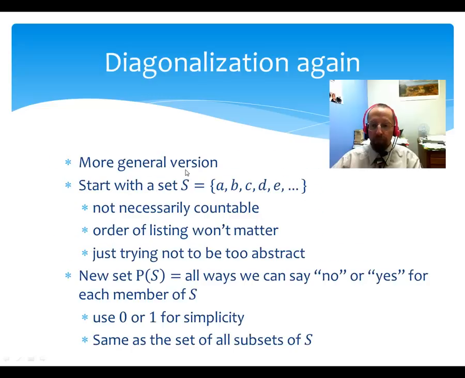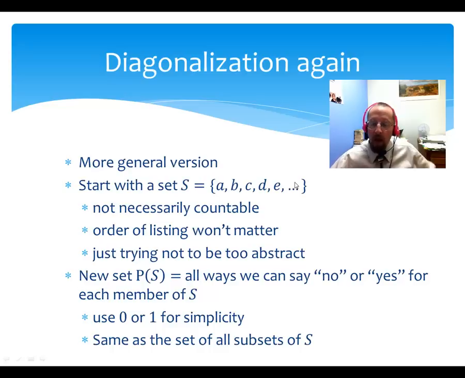Okay, so here's the more general version. We start with any set, okay? I'm not going to use numbers for the labels of the elements of the set, because it's really important that it's not necessarily the natural numbers. It's not necessarily countable, so it could be the real numbers, and that's going to be one place we use it. The order doesn't matter. I'm just trying not to be too abstract, so we definitely want to have some explicit labels, but we don't want to think of it as being special that they're in order A, B, C, D, E.